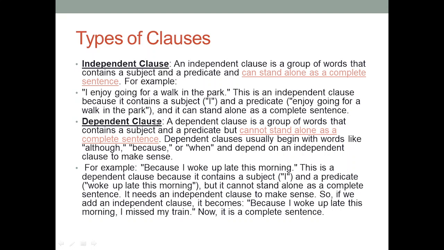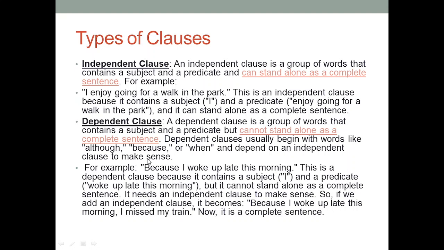Next, dependent clause. A dependent clause is a group of words that contains a subject and a predicate but cannot stand alone as a complete sentence. It is similar to an independent clause in the fact that it also contains a subject and predicate, but the difference lies in the fact that it cannot stand alone as a complete sentence. Dependent clauses usually begin with words like although, because, or when, and depend on an independent clause to make sense. Okay, it is always dependent upon an independent clause.